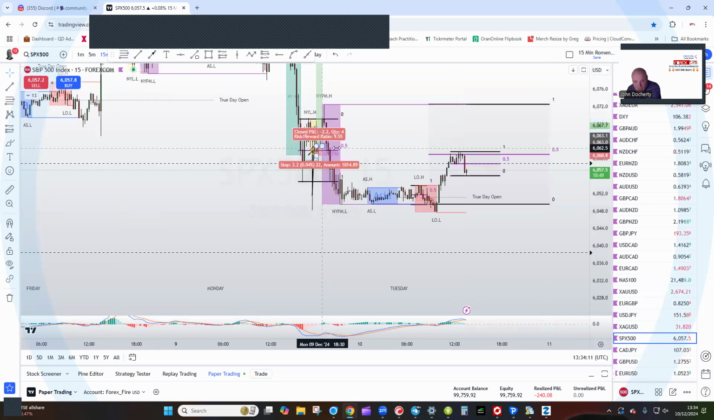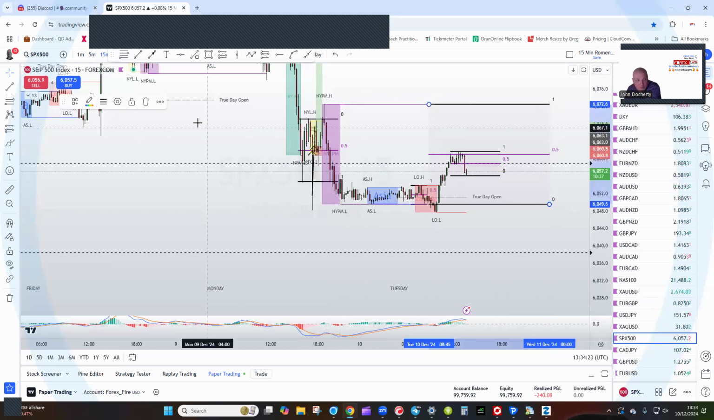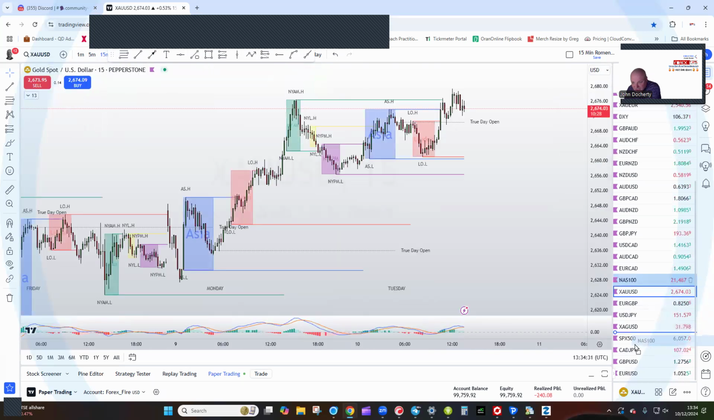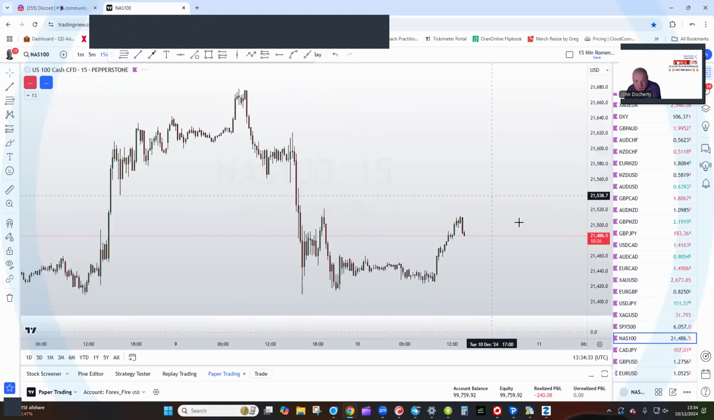The reason why I've got this fib from the high to the low is just because it's a session range. The session range has come in to be met within the 50% of this range here. That's the only reason why I put that fib there as a key level. I'm also going to look at the NAS.